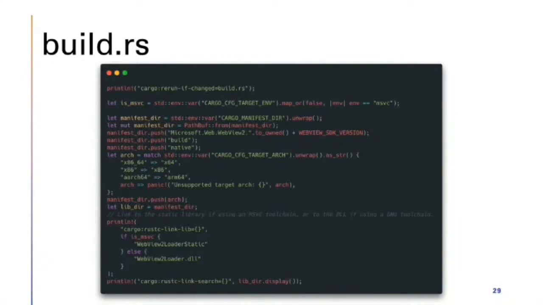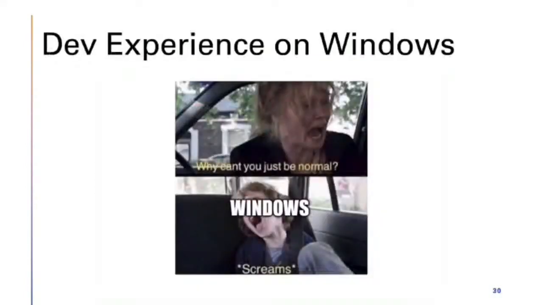A build script in Rust is usually called build.rs, and it is executed before cargo compiles your crate. Here we first check the cargo environment variables, like the toolchain architecture and the directory of those files. And in the last two statements, you can see we try to link the static library if it uses MSVC, or the DLL if it uses the GNU toolchain. And it is still not over yet. We still encounter many issues.